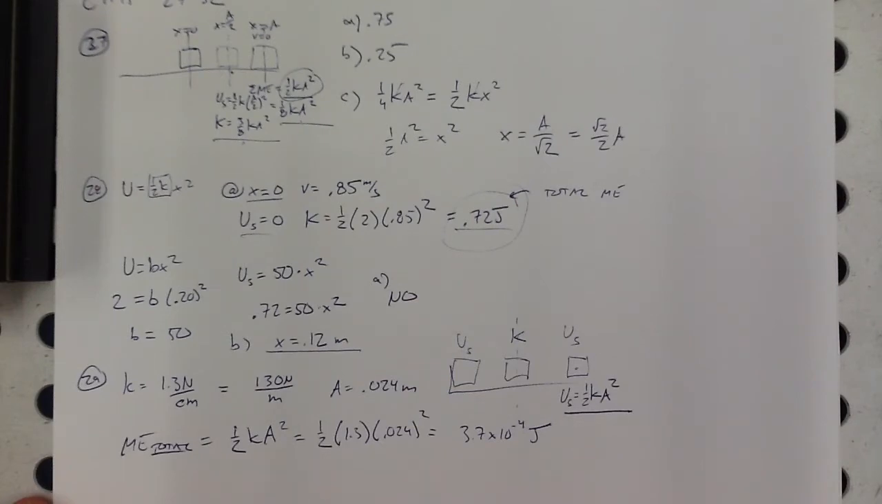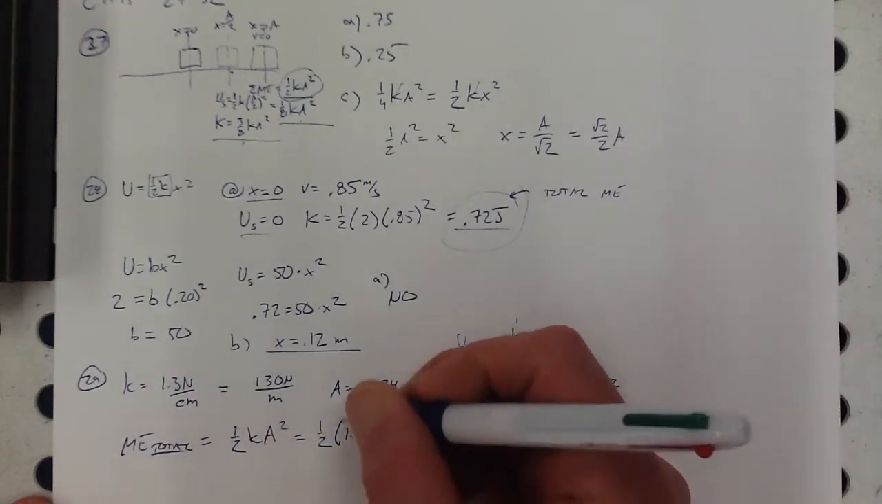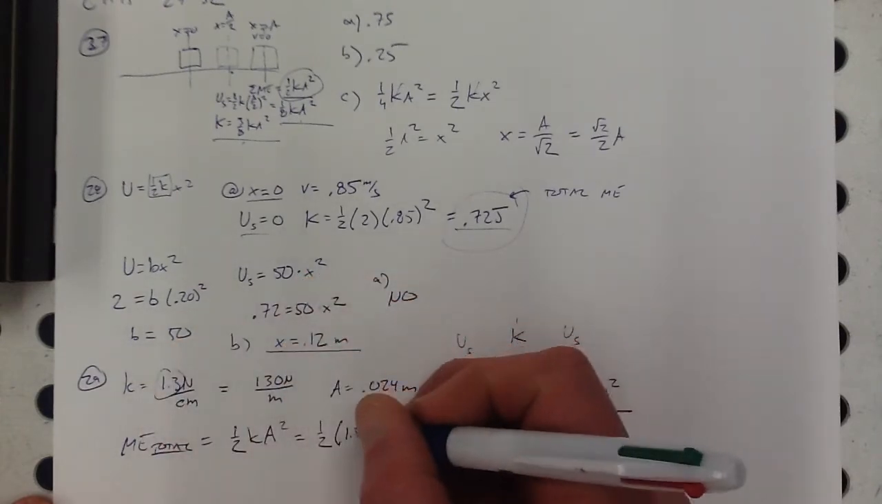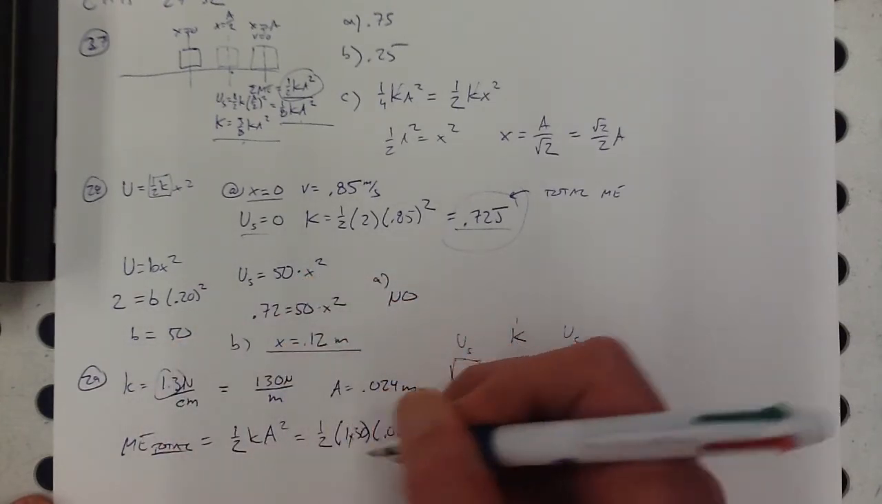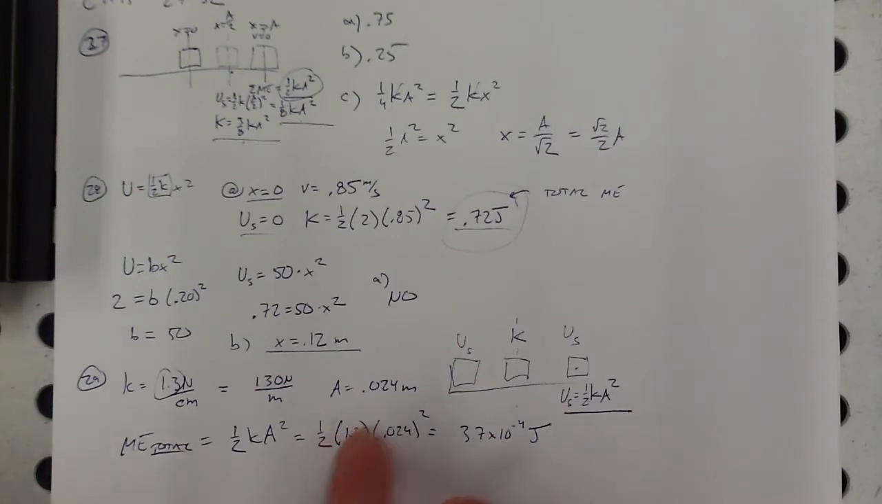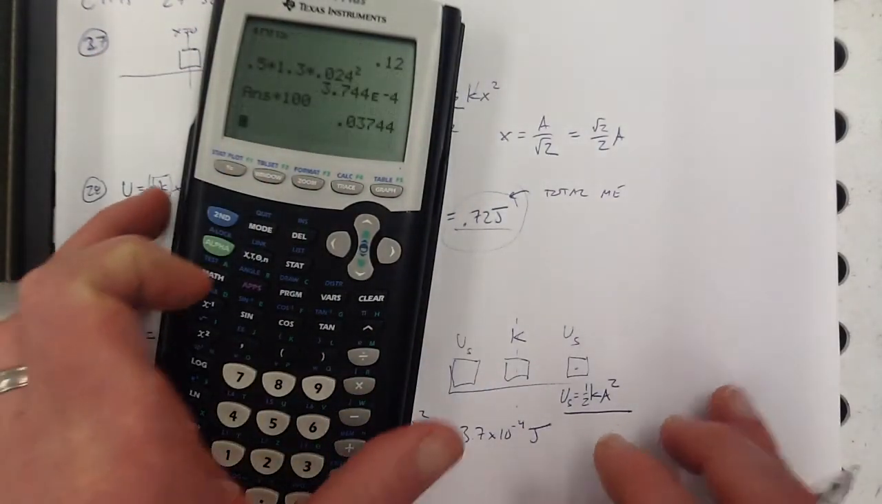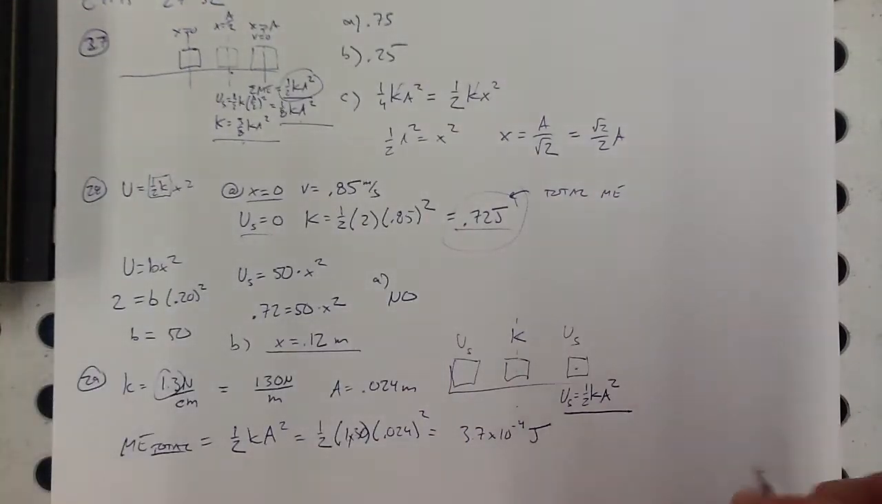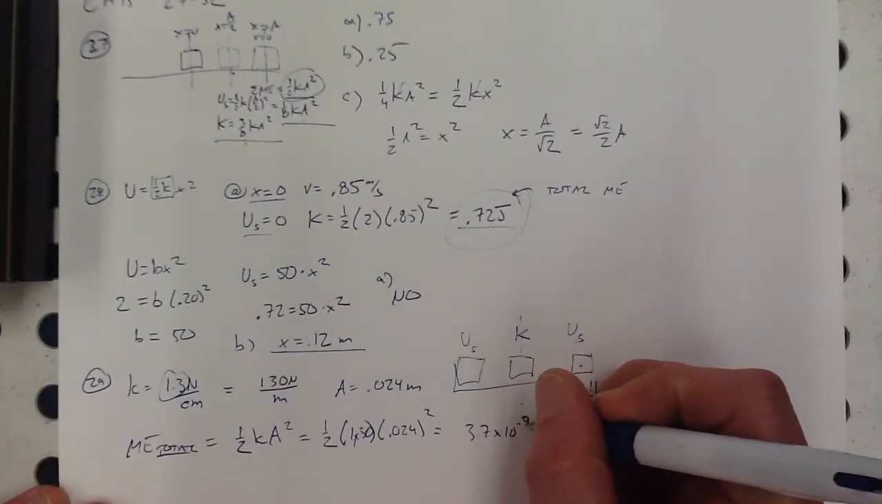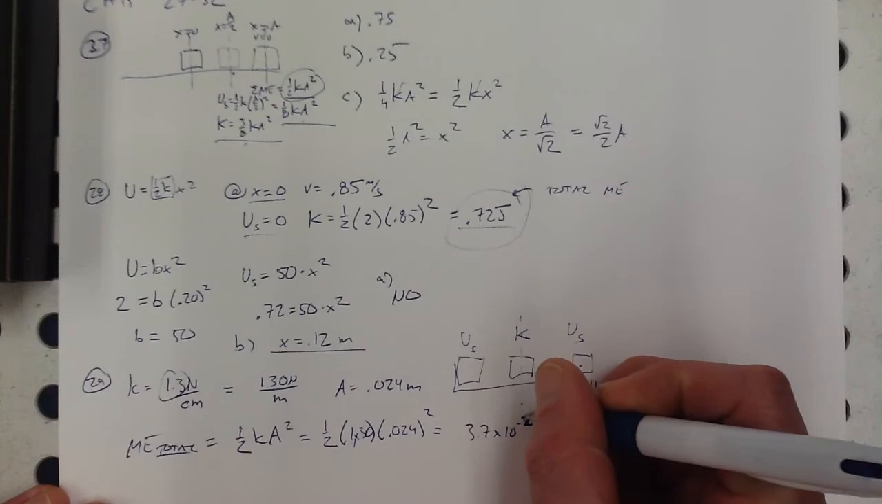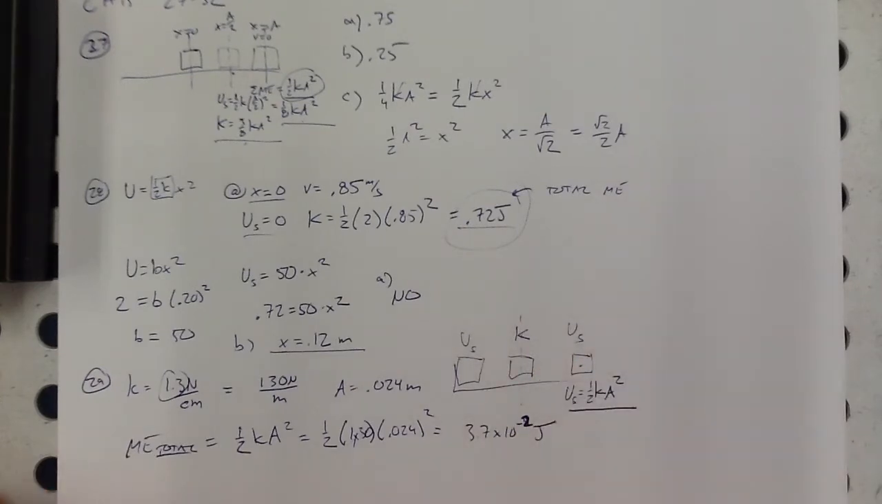I think we're good there. Oh, no, we're not good there, because I used the wrong number here. I used the 1.3 instead of the 130. So that's not getting squared or anything, so I just need to multiply that by 100. Sorry about that. That's fixed now. So that's 3.7 times 10 to the negative 2 joules. That's better.